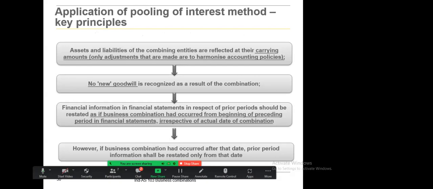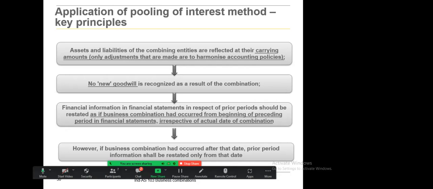Let us understand how we apply the pooling of interest method. Assets and liabilities of the combining entities are reflected at their carrying amount. So how will your pooling of interest method be applicable? Your assets and liabilities of the combining entities will be reflected at their carrying value. The only adjustments made are to harmonize the accounting policy. Then the next step: no new goodwill will be recognized.